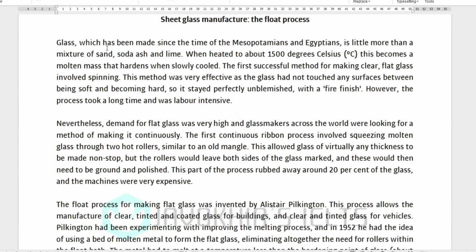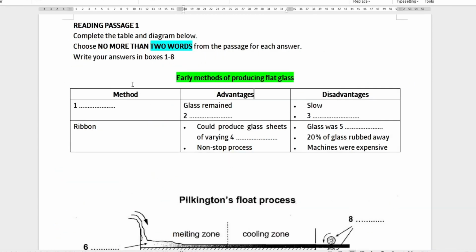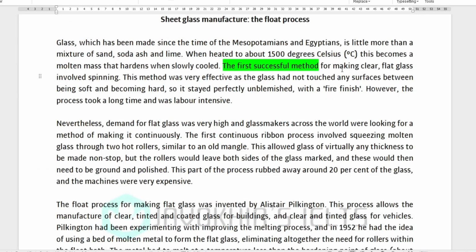Glass, which has been made since the time of the Mesopotamians, it's really hard to pronounce these names, and Egyptians, is little more than a mixture of sand, soda ash, and lime, heated to about 1500 degrees Celsius. This becomes a molten mass that hardens when slowly cooled. The first successful method for making clear flat glass involved spinning.